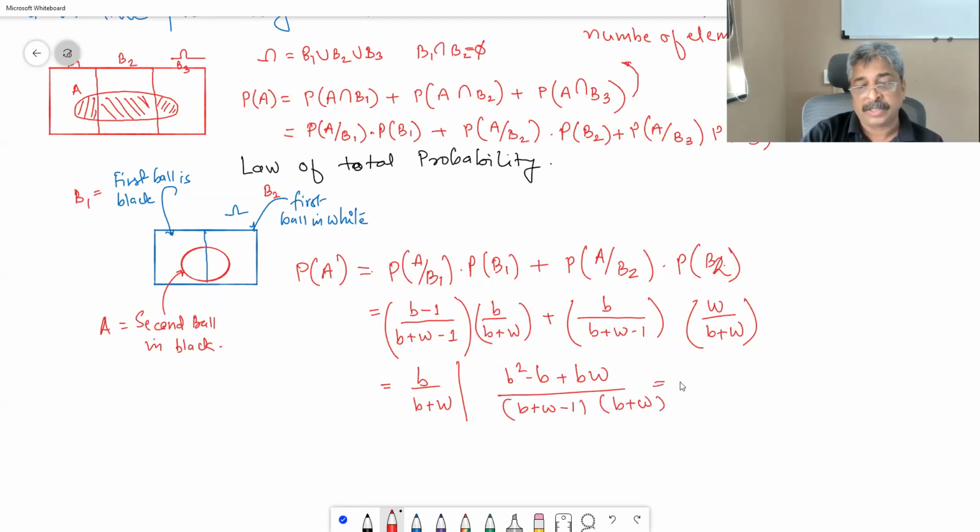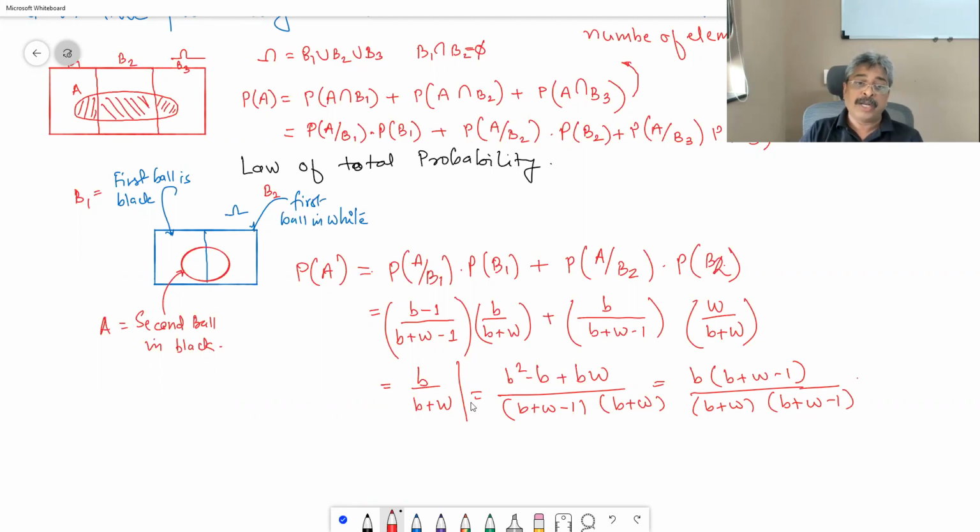Now numerator we can take out B common. Inside bracket B plus W minus 1 divided by B plus W into B plus W minus 1 equal to B upon B plus W, the initial probability. If you are not looking at that ball and throwing it, the probability continues to remain as original.